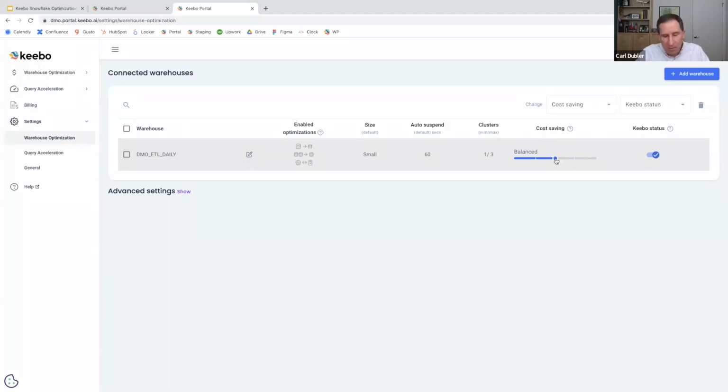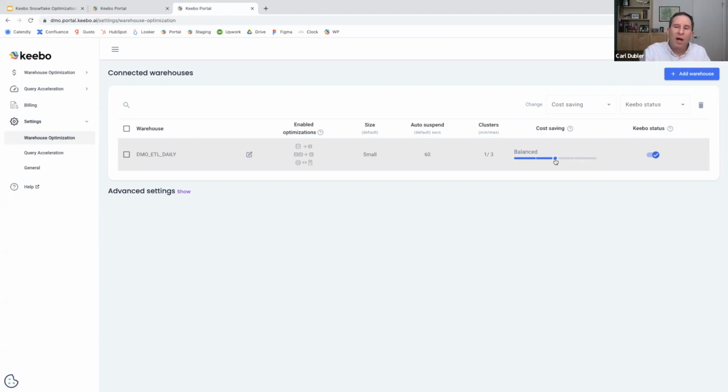Now, this could come with an increased possibility that some queries might slow down. I'm not saying that that's going to happen, but it does increase the chances of that happening too. So there may be some warehouses where that's perfectly fine, where you'd rather save more money, and the small chance of a performance slowdown is not a scary subject.